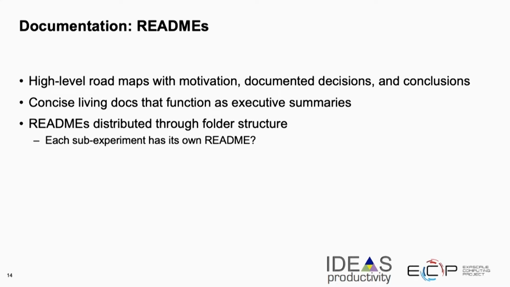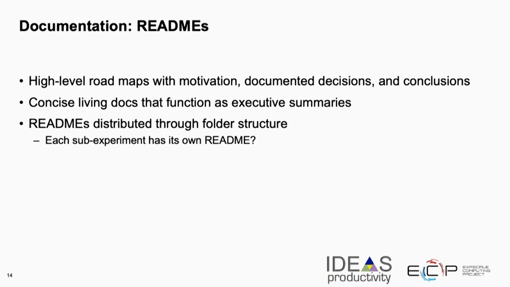So READMEs do have a place, I think. They're quite useful. I usually use Markdown because that's just so simple and nice. The way I use READMEs is sometimes for documenting changes to the software environment. That seems effective. They also seem very effective as high-level roadmaps. These are the documents where I put in things like my motivations, my assumptions, my design decisions, my conclusions and results. They should be concise and they should be living documents, right? As I go through and make my changes, I want to update them, right?